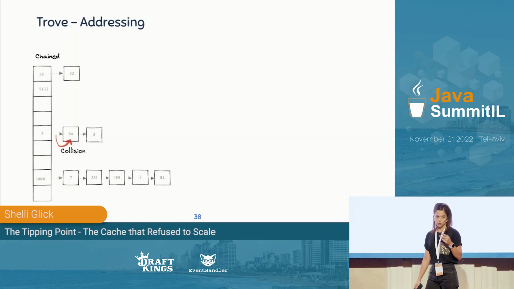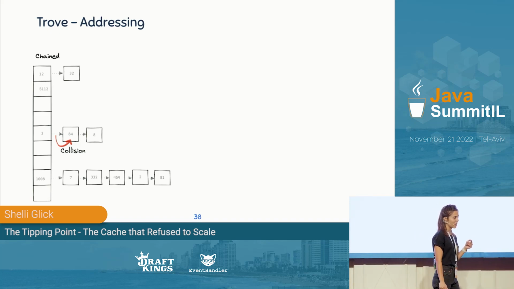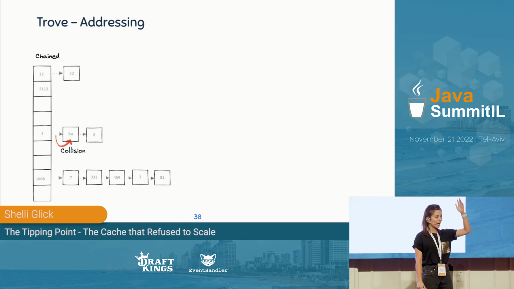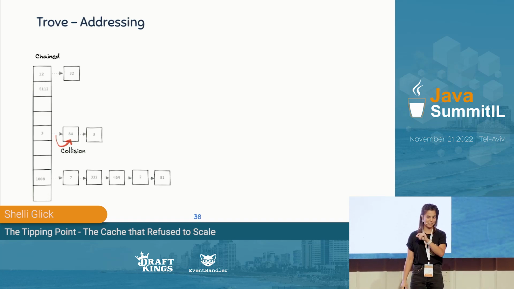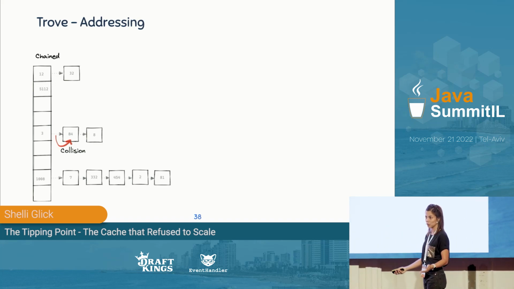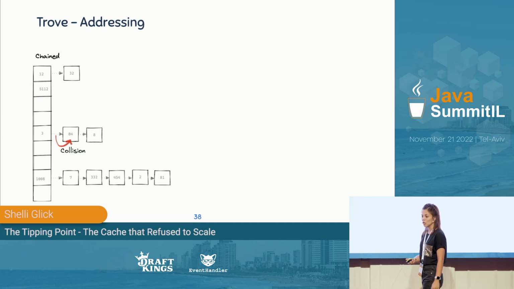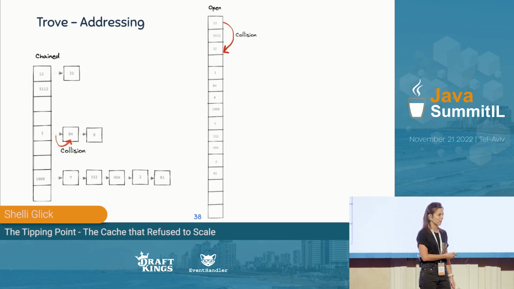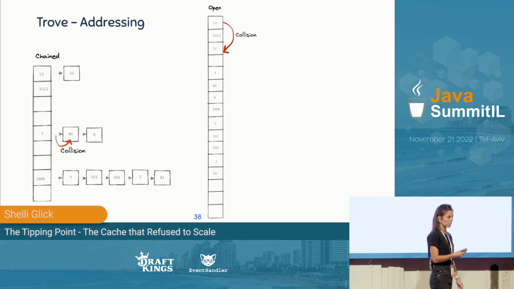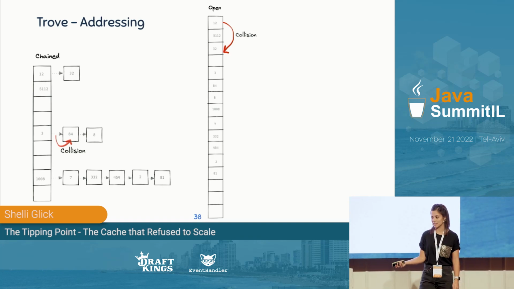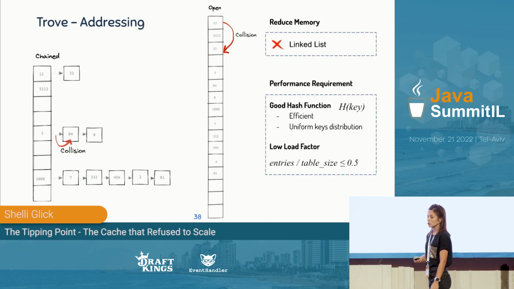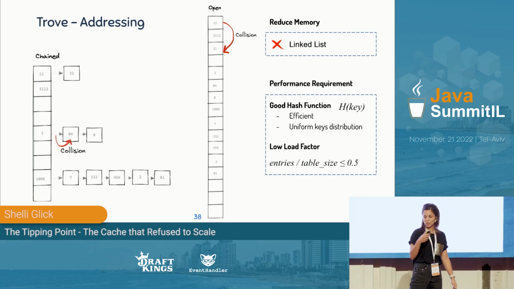The second thing that's special about Trove is its addressing method. Most JDK collections use what's called the chained addressing method. Basically what this means is, on the hash table itself, each slot holds a linked list. And then on a collision, the element is added to the linked list. So when you're searching, you traverse these linked lists until you find the element you're looking for. On the other hand, Trove uses what's called the open addressing method. Basically, it means that all elements are stored in the hash table itself. And on collision, there are different techniques to find the next available slot. So by doing this, Trove reduces memory by avoiding the linked lists.